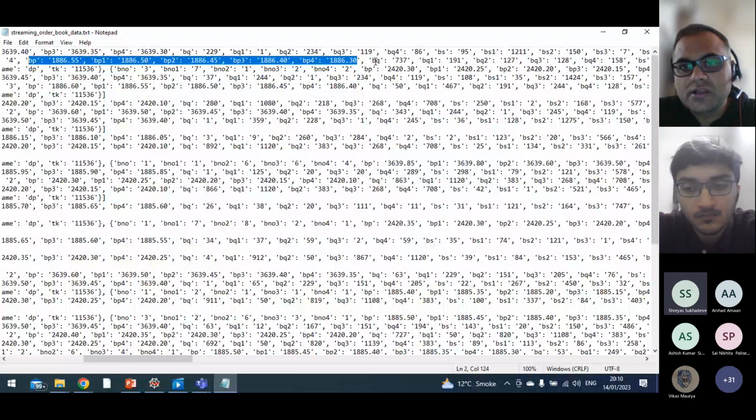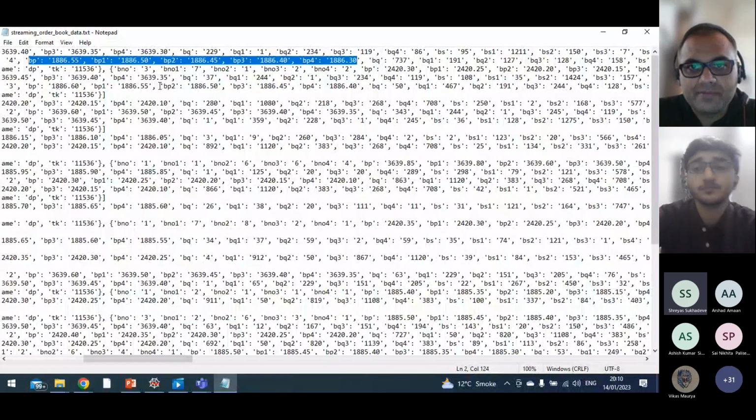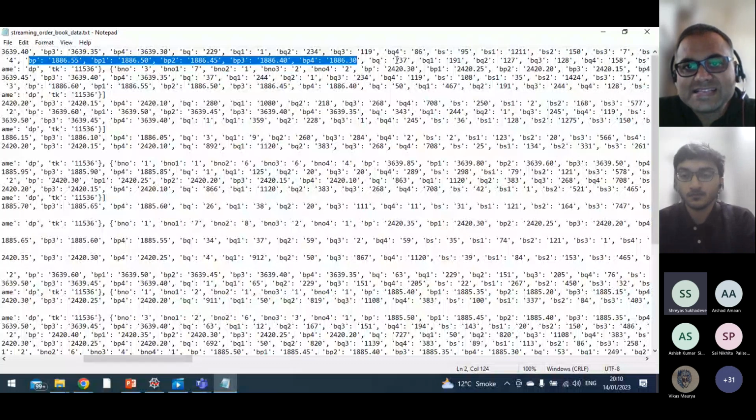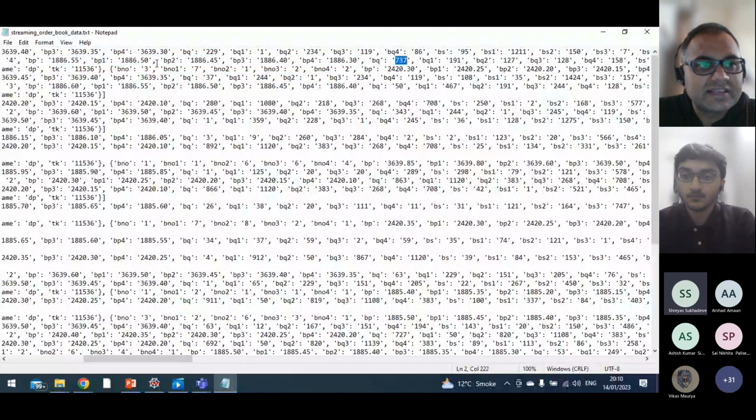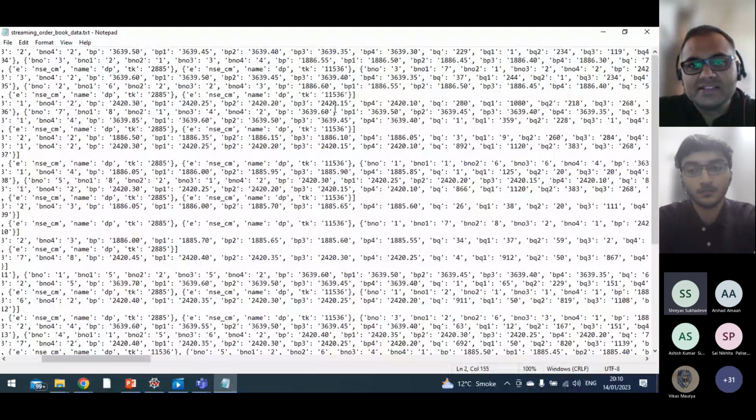So 737 stocks. At this point, when I was streaming, there was an order to buy 737 stocks of Infosys at the price of 1886.55. Then the second best order was for 191 stocks of ICICI for 1886.50. Okay, so likewise, I hope you understand. So this is the order book information, and you can stream it, you can store it, you can process it in real time. And this is the fun part.